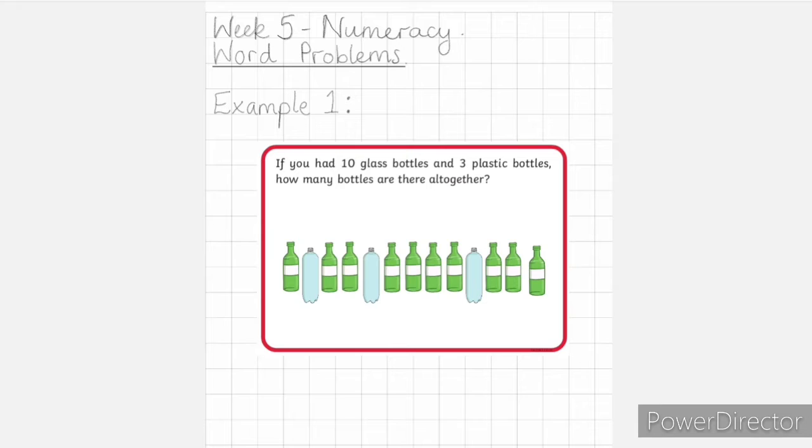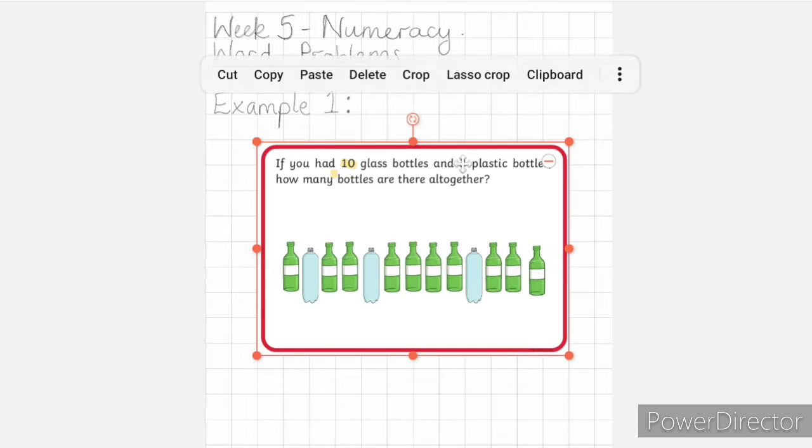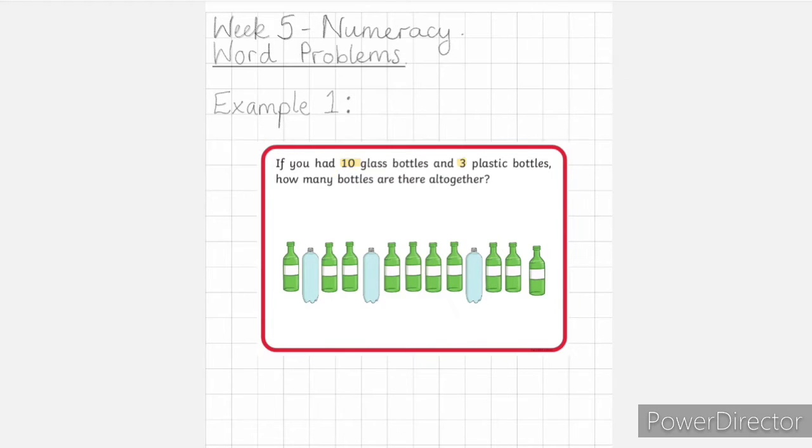The question says, if you had 10 glass bottles and 3 plastic bottles, how many bottles are there altogether? I'm going to use a highlighter pen to highlight the important parts of this question. So first of all, I'm going to highlight the number 10, and then I'm going to highlight the number 3. So I know that the numbers 10 and 3 are going to be involved in my question, but I need to work out what I've got to do with these numbers now.